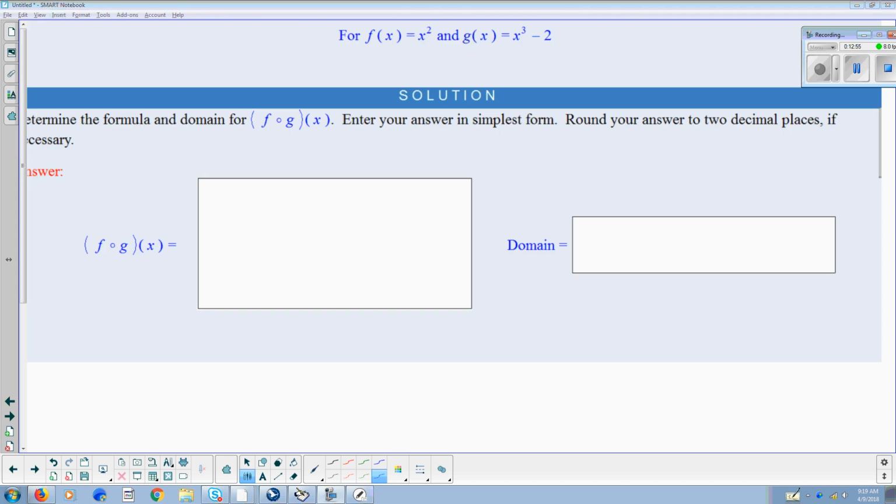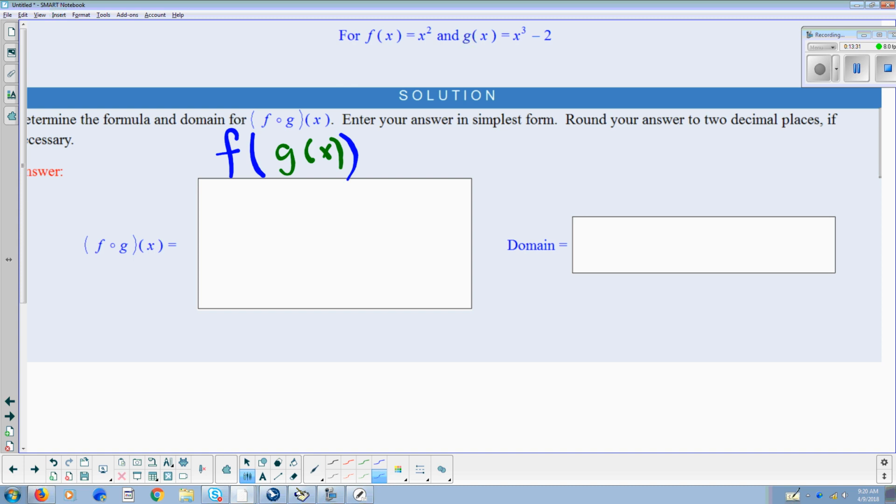Okay, the next example says to determine the formula and the domain for f dot g of x. Enter your answer in simplest form and round your answer to 2 decimal places if necessary. We're also supposed to state the domain here of f dot g of x. So, f dot g of x, if f of x is x squared and g of x is x cubed minus 2, for f dot g of x, we're going to find f of g of x.